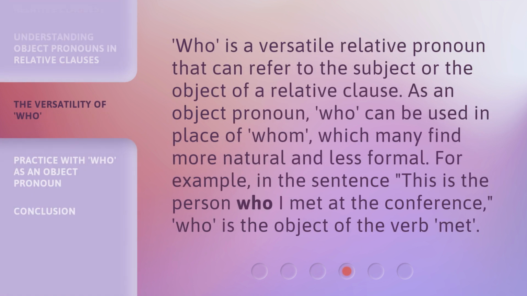Who is a versatile relative pronoun that can refer to the subject or the object of a relative clause. As an object pronoun, who can be used in place of whom, which many find more natural and less formal. For example, in the sentence, "This is the person who I met at the conference," who is the object of the verb met.